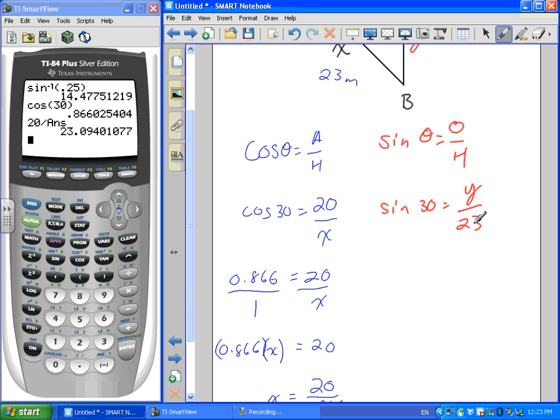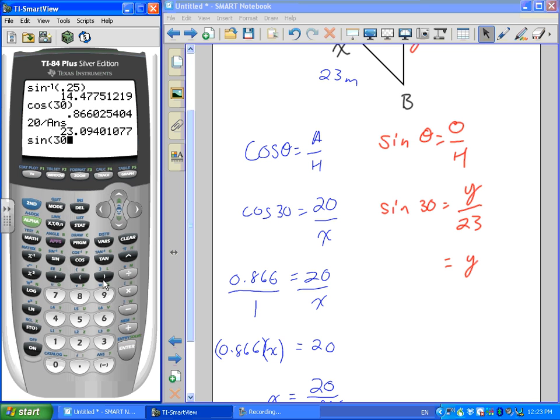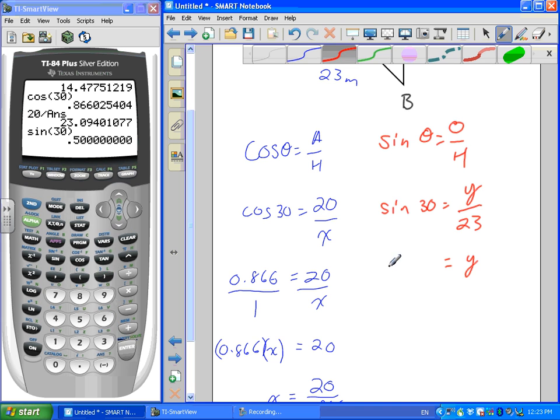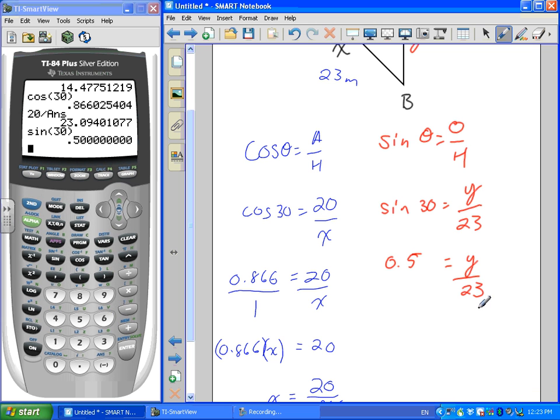So I'm going to find out what sine 30 is first. We hit sine 30 degrees. 0.5. That's nice. Now we're trying to isolate for y. So I'm going to bring 23 to the other side. And when I do that, I have to do what? Multiply. So 0.5 times 23 equals y. Y is going to equal 11.5.